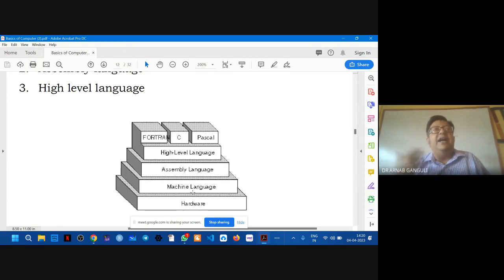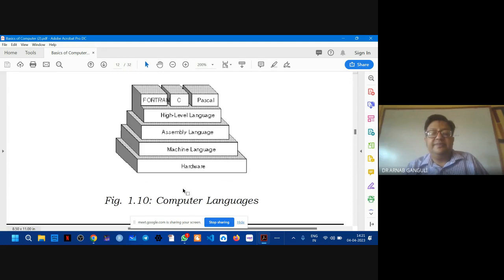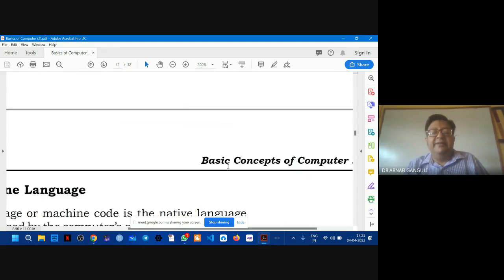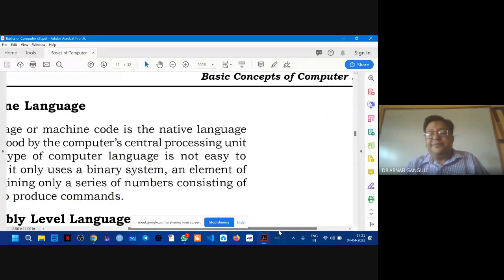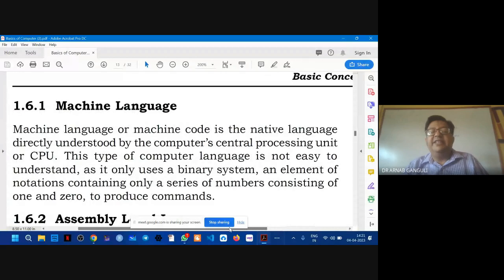And you have high-level languages like C++, Fortran, COBOL. Nowadays, people use Python. These are computer languages. So machine language, like the clock.